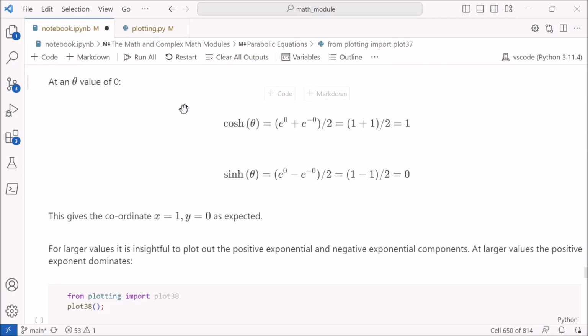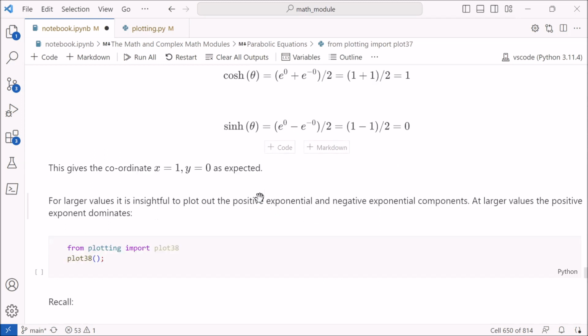So at theta equals 0, you can see that this is essentially 1 plus 1 divided by 2, which is 1. And in the case of the sine, it's going to be 1 minus 1 divided by 2, which is 0. So that gives us the coordinate x equals 1, y equals 0 as expected.